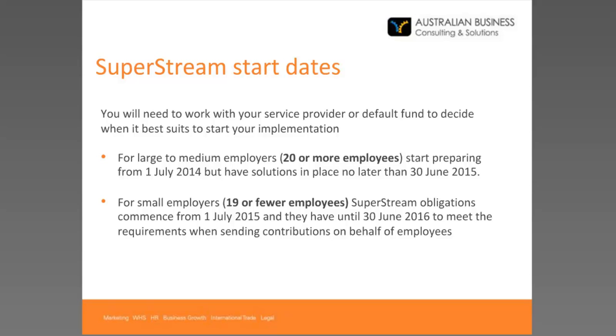That they can start having conversations now, in fact. But they do need to have solutions in place to meet these requirements by no later than 30 June 2015. So the smaller employers, those with 19 or fewer employees, have until 1 July 2015 to start. And as long as they have arrangements in place by no later than 30 June 2016, they'll be all right.